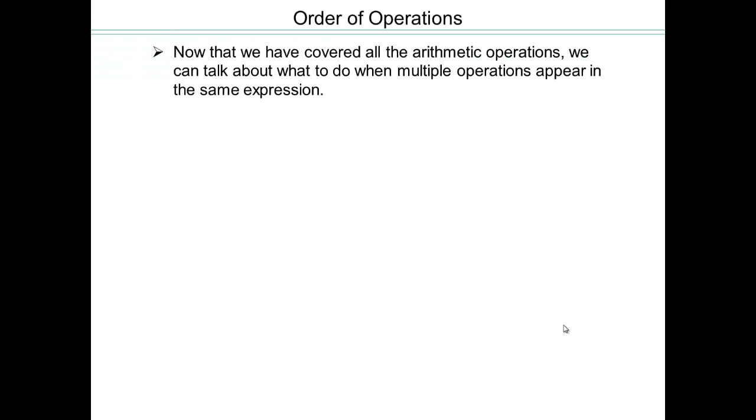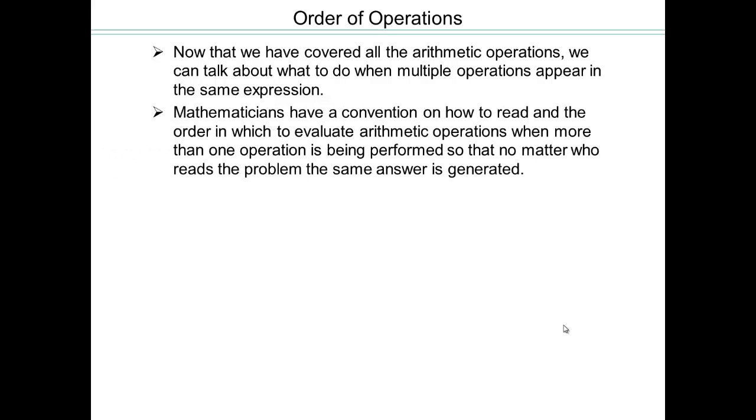Now that you've studied all four arithmetic operations of addition, subtraction, multiplication, and division, a question to ask is about order of operations. So what happens when all the operations appear in the same expression? How do we decide what to do first? Mathematicians have a convention on how to read and the order in which to evaluate the arithmetic operations, so that no matter who reads it, the answer is always the same.